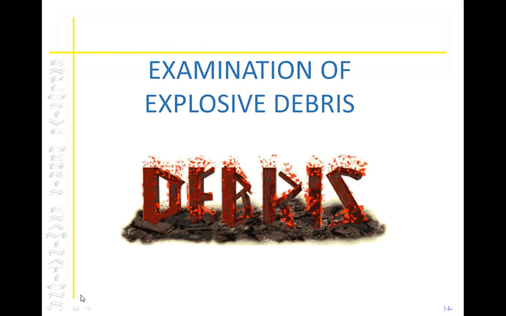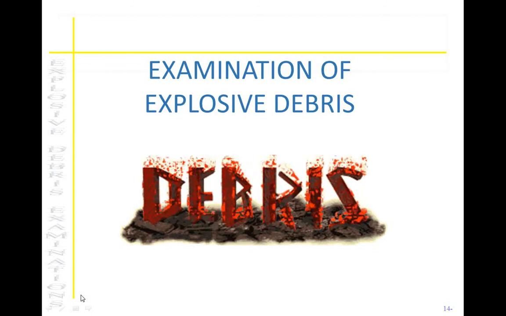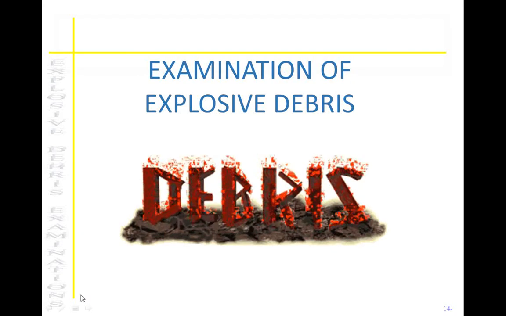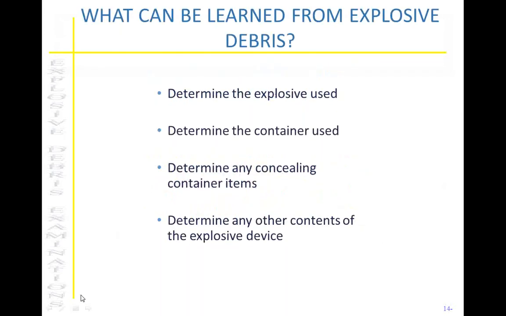So once we have isolated the explosive debris from any containers or concealing containers, we want to concentrate on the examination of the explosive debris to be able to identify a possible explosive that was used. So initially, we're going to be answering various questions about what type of explosive might have possibly been used. Then, if there are portions from a container that concealed the explosive and any concealing items for that container itself.